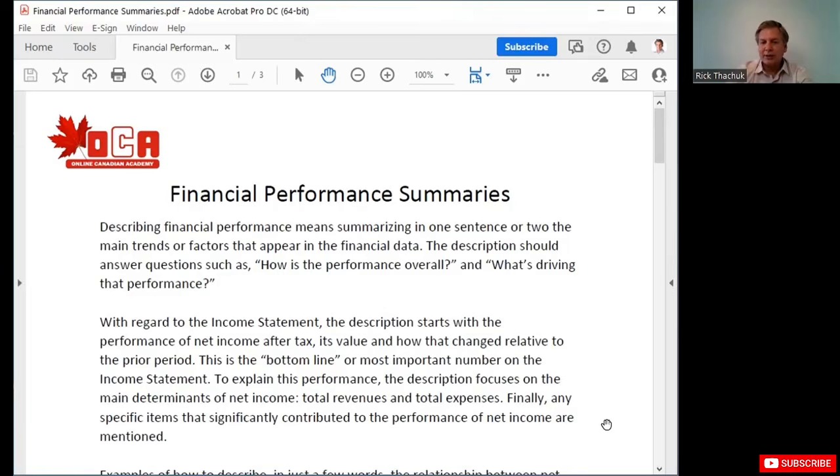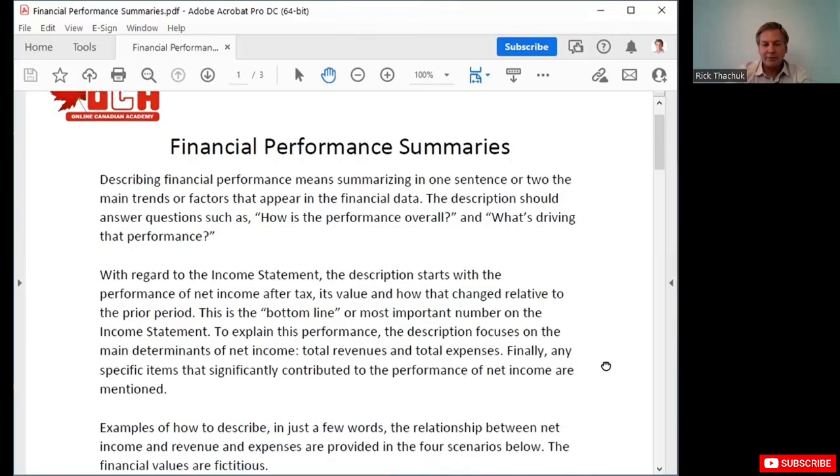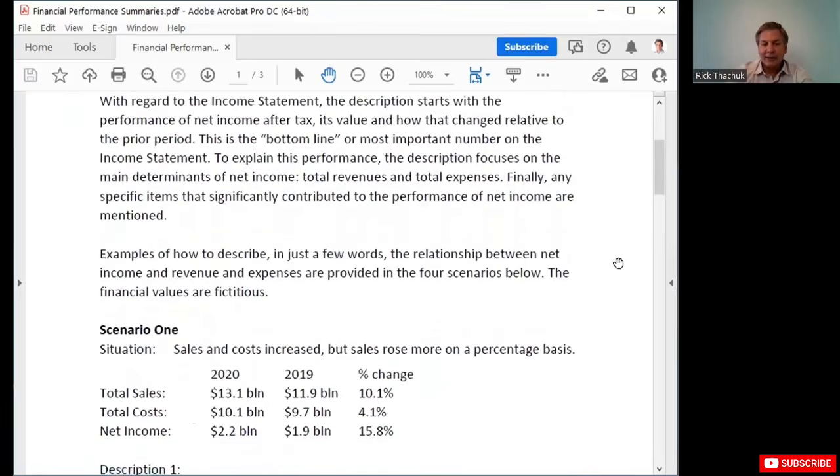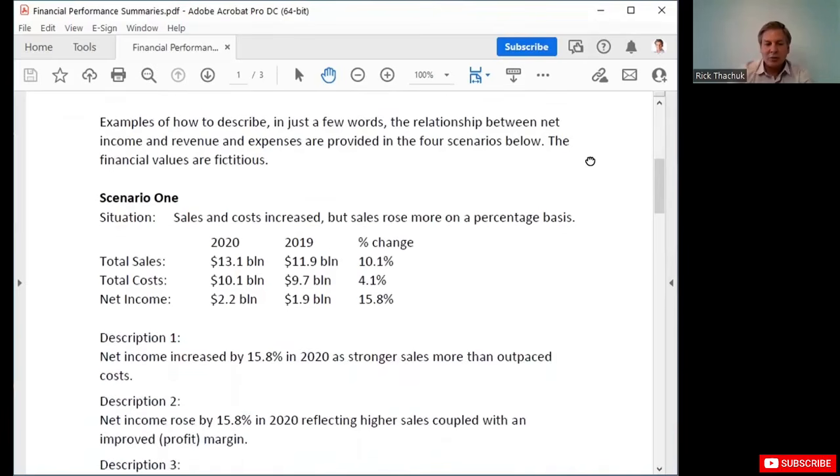In this one, we are going to take a step in that direction by looking at simplified scenarios and learning how best to describe each one. Examples of how to describe in just a few words the relationship between net income and revenue and expenses are provided in the 4 scenarios below. The financial values are fictitious. Let's take a look at scenario number 1 here.